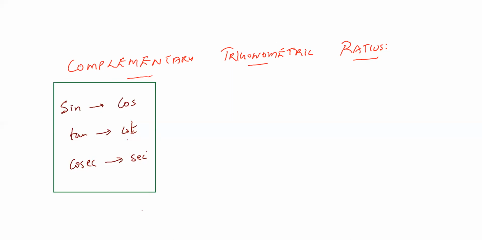Now I'm going to write the complementary thing. Complementary means, as we all know, 90 degrees. For example, I'll tell you what the complementary thing is. If theta is an acute angle, then just for a visual representation, I'll draw it and show you, and then we'll clearly understand what this complementary thing is.